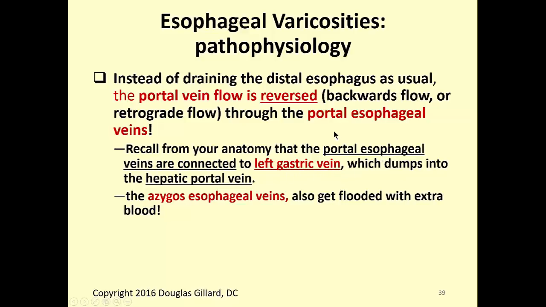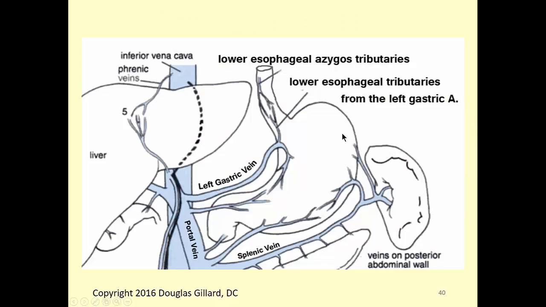The portal vein contribution is, there's a big branch, we'll see a picture in a second, a left gastric vein that comes off the portal system, and that's the one that dumps into the hepatic portal vein. And there's a portal esophageal vein that comes off the left gastric vein. And heading proximally, there's another venous system that dumps into the azygous system. That can actually get flooded with extra blood as well. Let's look at a picture. Here's the liver. Here's the portal vein, which we saw in lab.